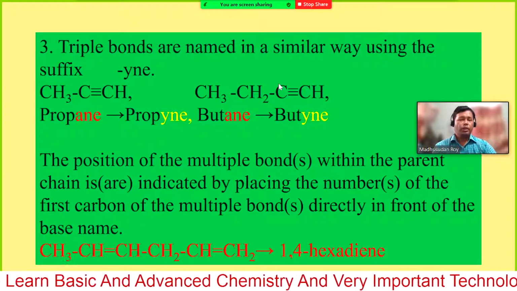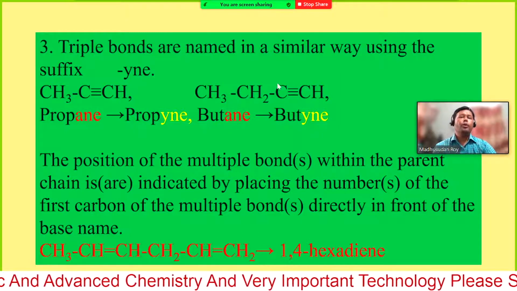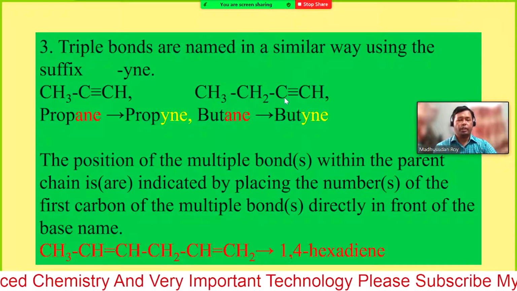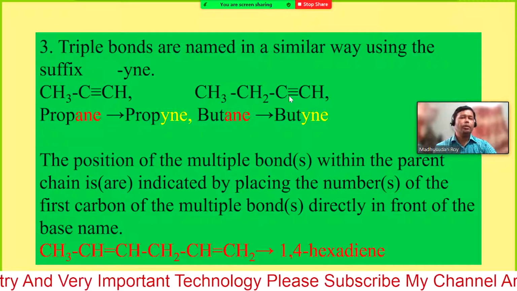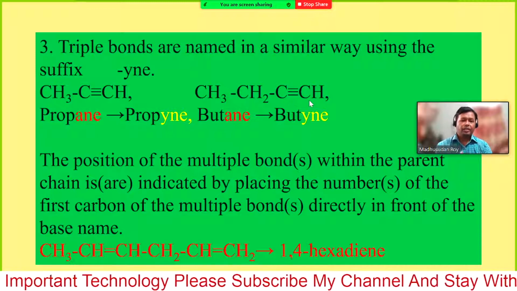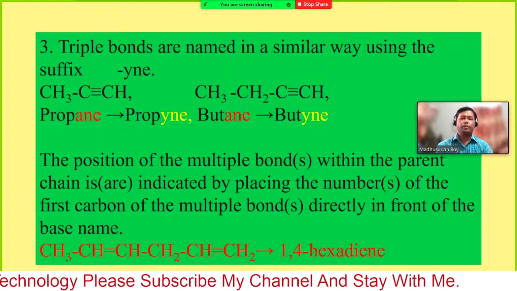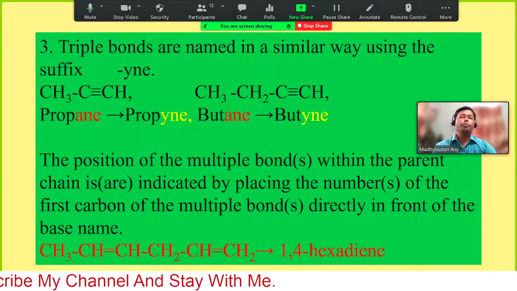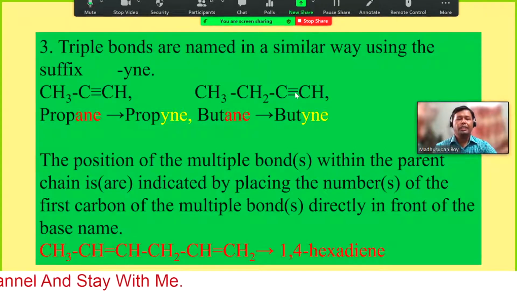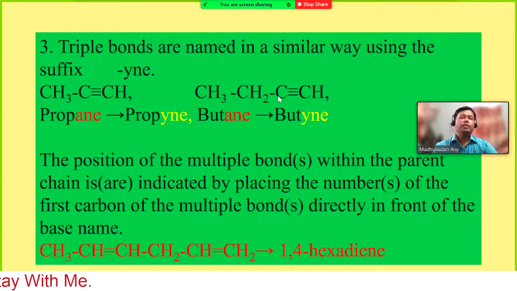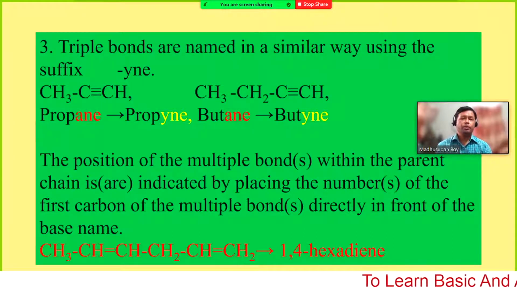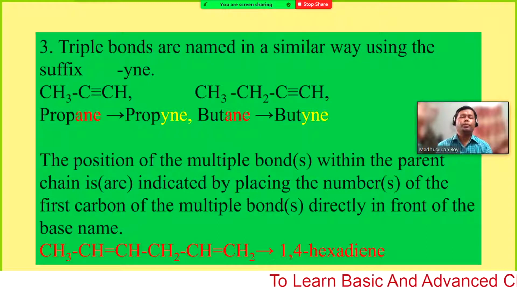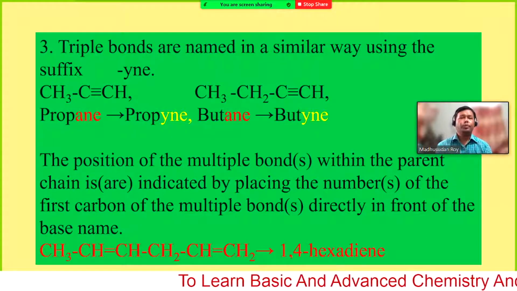You don't need to mention both carbons when you are mentioning a double bond or triple bond. Just mention the first carbon attached to the double bond or triple bond. Here we have one triple bond, so we should mention its position this way: at least 2 carbons will be adjacent, so we need to mention the position of the first carbon.